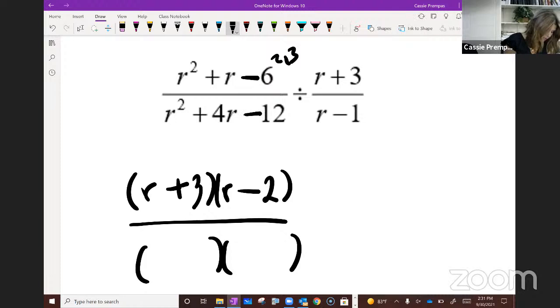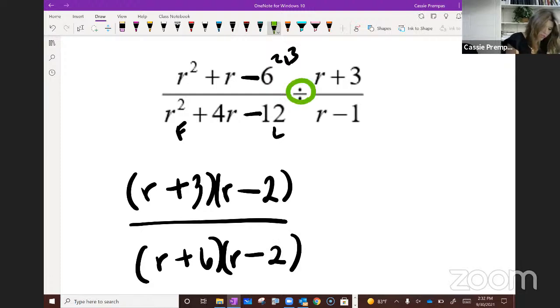So I'm going to have different signs, 1 plus 1 minus. I'm going to undo the F, so R times R would give me R squared. And then I'll undo the L, so that would be 6 and 2, which would add up to 4R. And then it's division, so I want to make sure I multiply by the reciprocal. So I'm going to do R minus 1 over R plus 3.